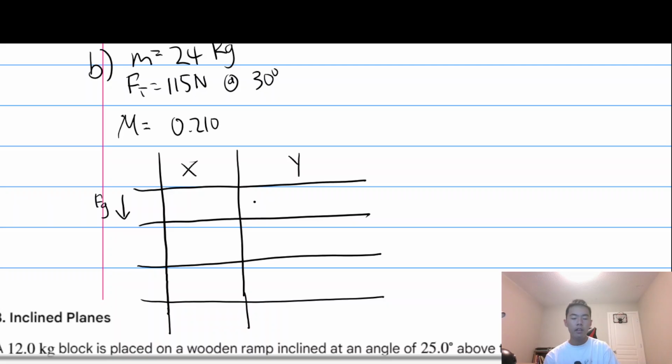And force of gravity was going down, so this only affects the y-axis. We know that this will be 0. Now force normal, also this only affects the y-axis, so this will also be 0. Force tension, well, this affects both the y and x-axis, but it's going at an angle, so we can't say zeros for this. And oh my god, I need another one.